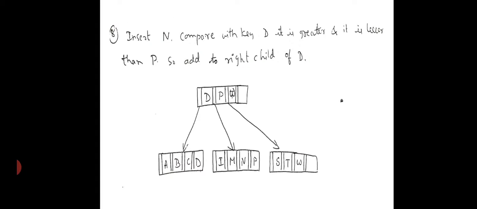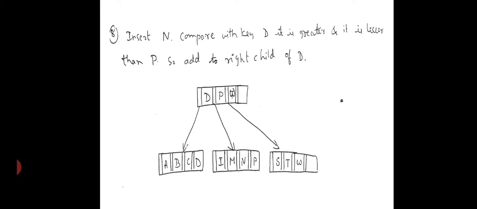To insert G, compare that G with the D. G is greater than D and less than P. So in the second node you need to insert here, that is the right child of D. But this node, the right child of D, is full here.